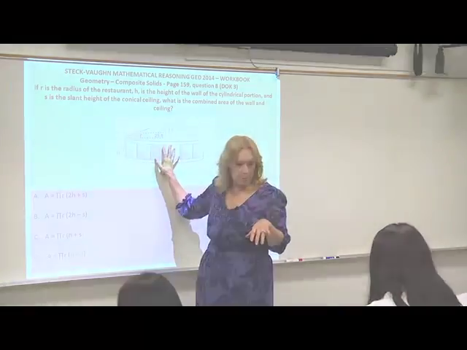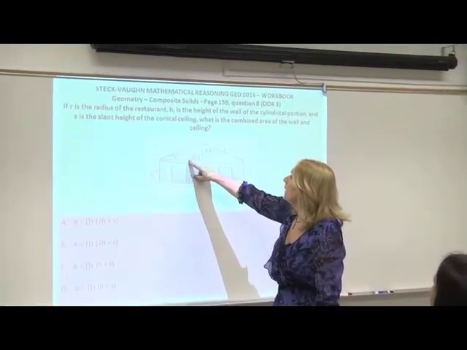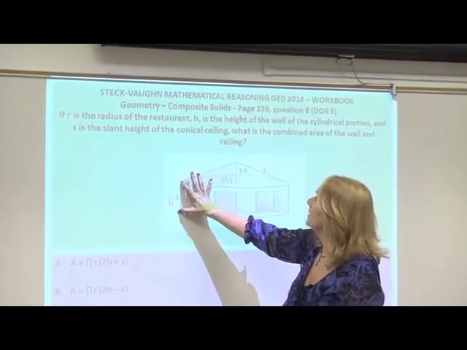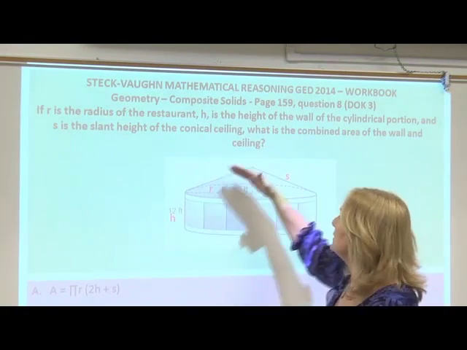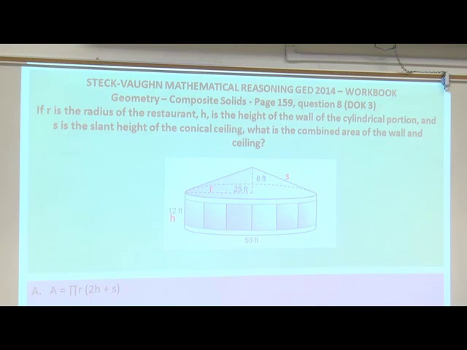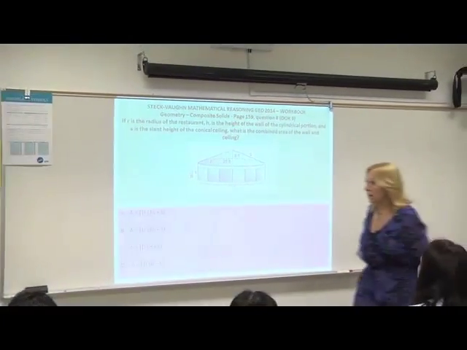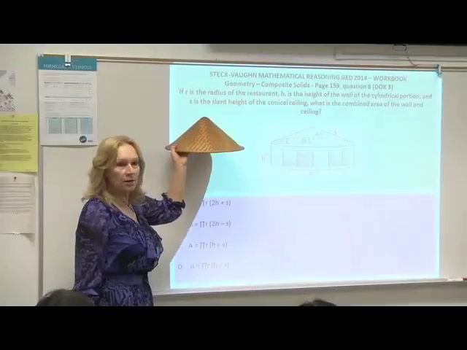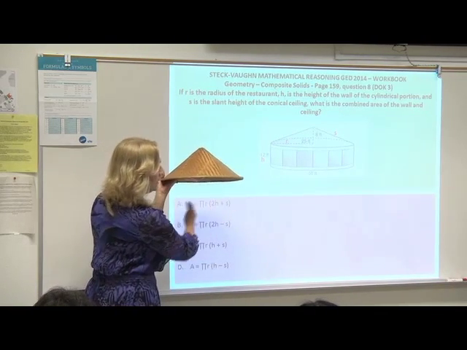And that's a good example. If R is the radius of a restaurant, H is the height of the wall of the cylindrical portion, and S is the slant height of the conical ceiling, what is the combined area of the wall and ceiling? I am talking about surface area. The ceiling of your restaurant, and you have a cylindrical part.